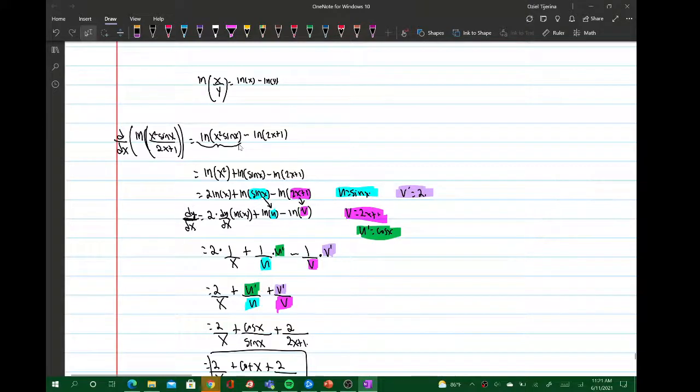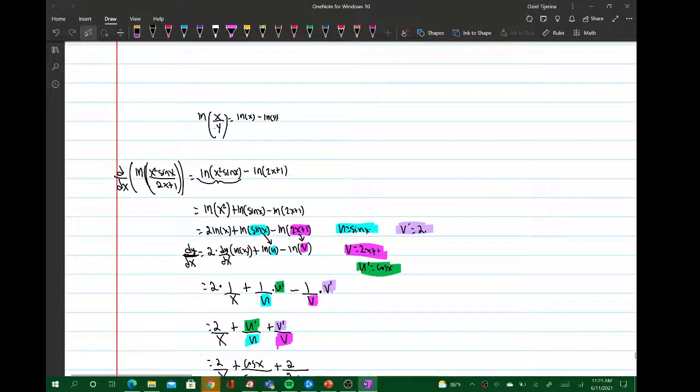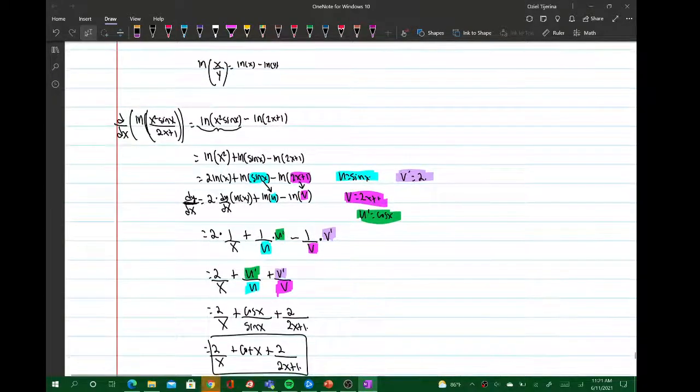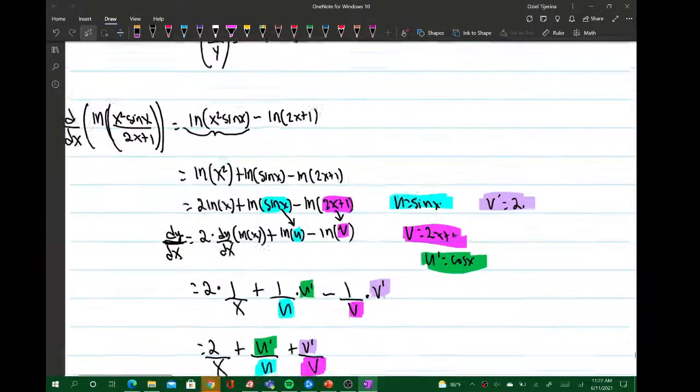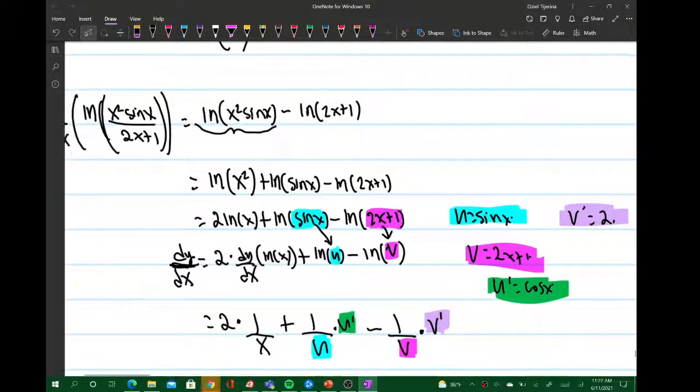So you see everything that we did. We converted it to a difference of two logarithms. And then we went ahead and we just went step by step. And we rewrote it again. We converted it into two logarithms again. With the first part, we said that this was ln of x squared plus ln of sine of x. We used the power rule for ln of x squared, and then we said that that was 2 ln of x. And then we said plus ln of sine of x minus ln of 2x plus 1.